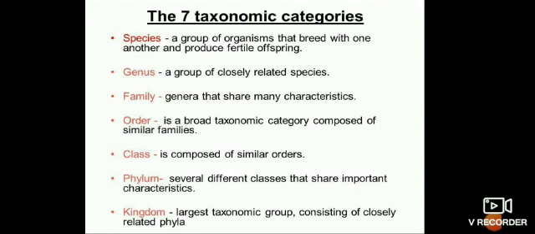Order is a broad taxonomic category composed of similar families. So, families with similar characteristics are grouped under order. Class is composed of similar orders. Similar orders are placed under class. Phylum: several different classes that share important characteristics are grouped under phyla. Kingdom is the highest category in the Linnaean classification system. It is the largest taxonomic group, consisting of closely related phyla.